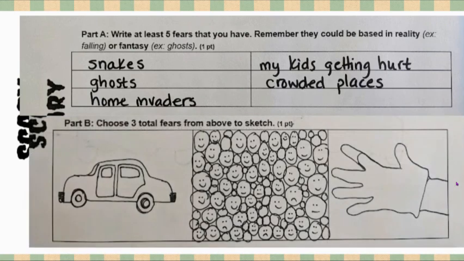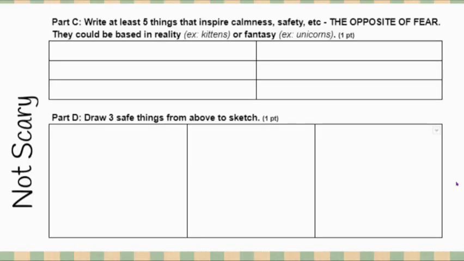Here are the ones I chose to draw. So I drew a car, not because I'm afraid of cars, but because my younger son runs away from me when we are outside on the sidewalk, and I am terrified he's going to get hit by a car. My middle drawing is a crowded place. You can see there all those people smushed together. And my last one is the hand of a home invader that I expect is going to grab me from around the corner when I turn the lights out in the basement. Now that I have these sketches of things that are frightening to me, I also need to start thinking about things that are not scary.